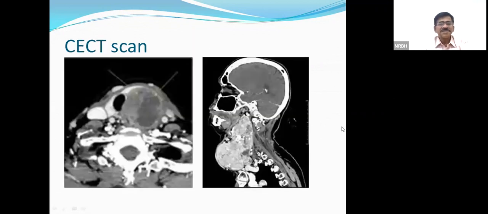This is a CT scan of the neck where you find there is a large nodule which is complex, having a mixed density lesion, and the margin is irregular. And then on the left side is a situation where the goiter is extending into the superior mediastinum, and there is a large goiter extending almost up to the upper part of the neck. Next.